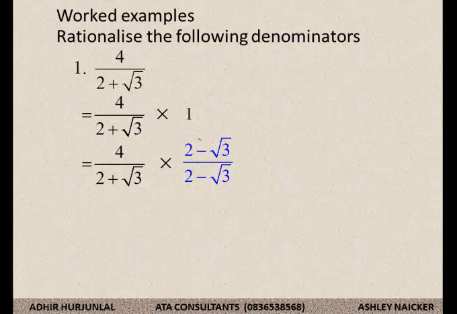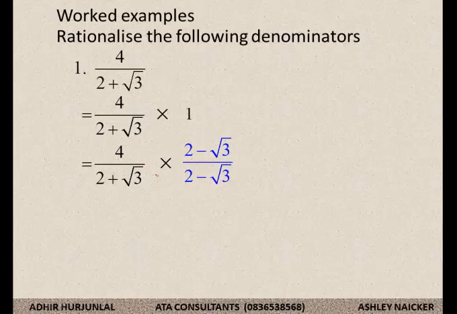1 could also be 2 plus root 3 over 2 plus root 3. But if you notice, if I put 2 plus root 3 over here, there's no way that this denominator, if I multiply it out, will become rationalized. So get into the habit of first finding the conjugate of this denominator here. And the conjugate of this denominator is 2 minus root 3 divided by itself. So you find this blue part is equal to 1.